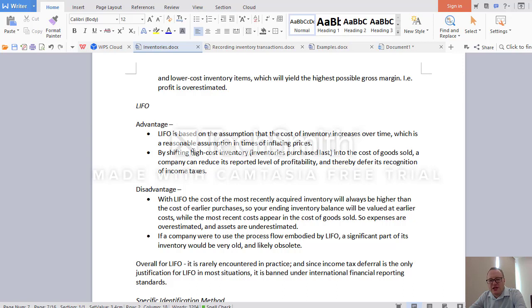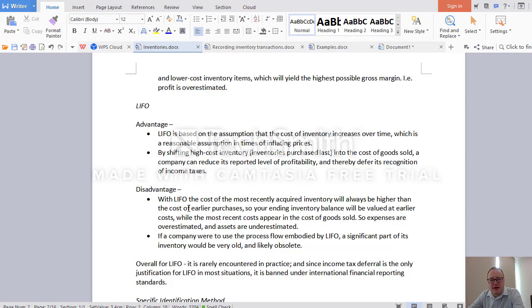We are shifting high-cost inventory into the cost of goods sold. So therefore, profit would be reduced substantially. And if profit is reduced substantially, then the profit tax on income is also reduced substantially, so it is smaller. So using the LIFO method is a way to avoid or to reduce income taxes.